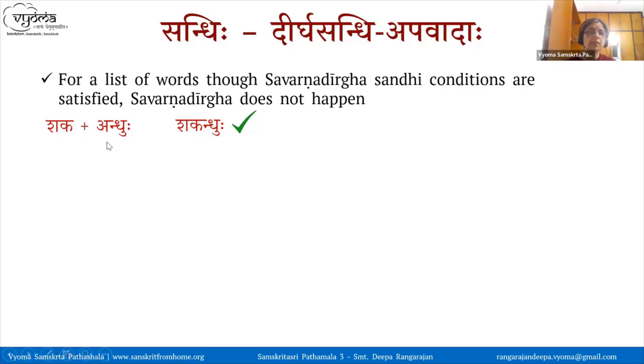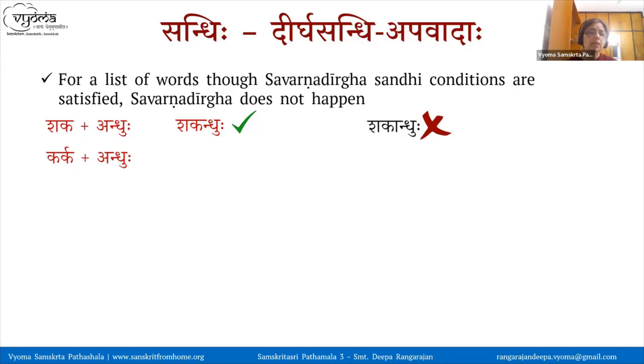There is a list of words which have been mentioned, for which we do not do the Savarna Dirgha Sandhi. Panini mentions these words. It is called Shakandhvadi Ganaha. The list of words for which Shakandhu is the first word is called Shakandhvadi. Gana is a group. In that Gana, whichever words are found, there is only a Pararupa. There is no Savarna Dirgha Sandhi.